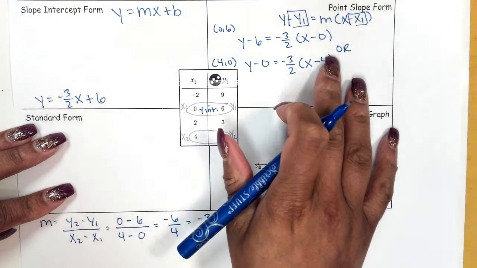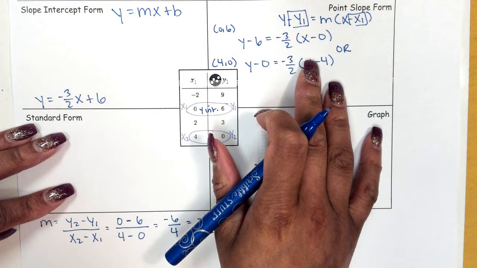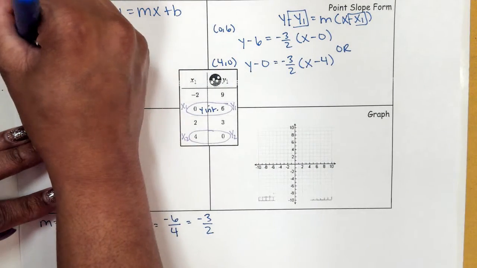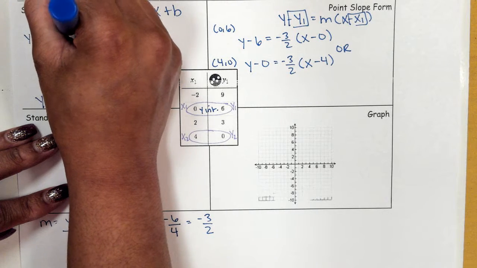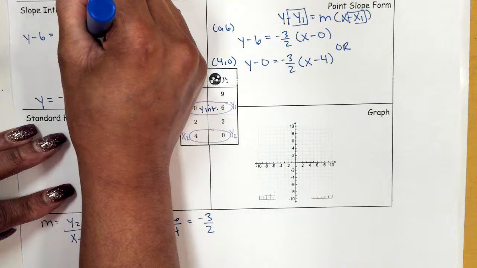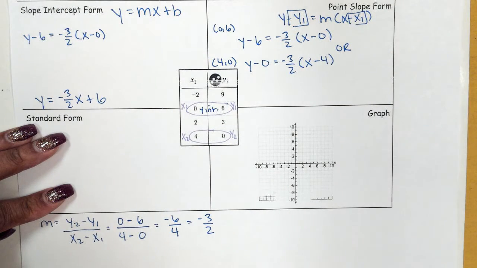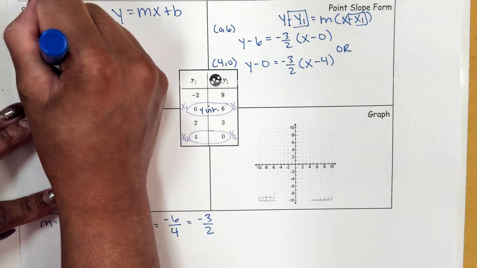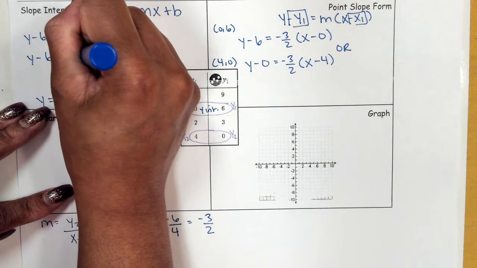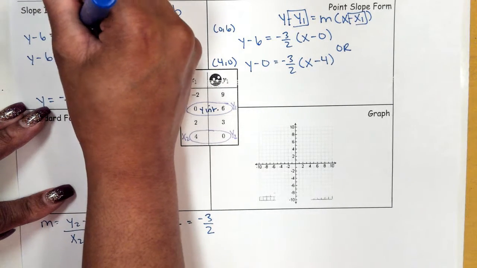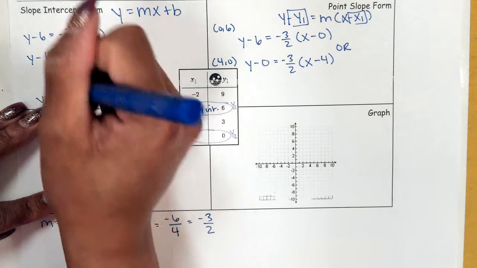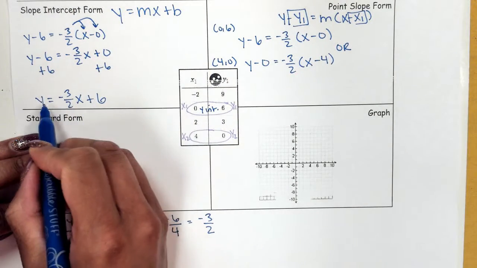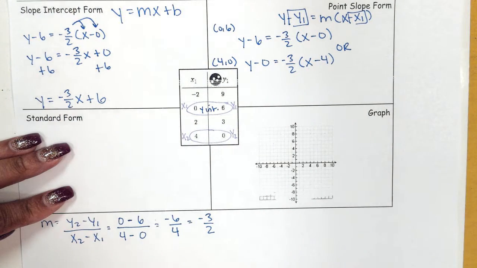So let's see if that's what we get if we were to solve and put it in slope-intercept form from point-slope form. So we have y minus 6 equal to negative 3 over 2, open parentheses, x minus 0. So I'm going to distribute. So I have y minus 6 equal to negative 3 over 2x plus 0, as if I was to distribute. And then I'm going to add 6 to both sides. So I do end up with y equals negative 3 over 2x plus 6.